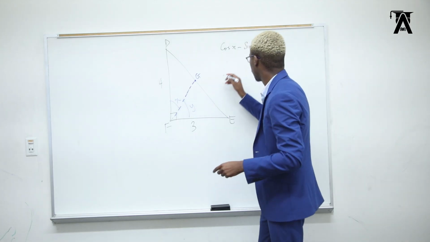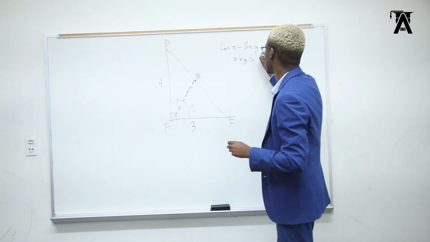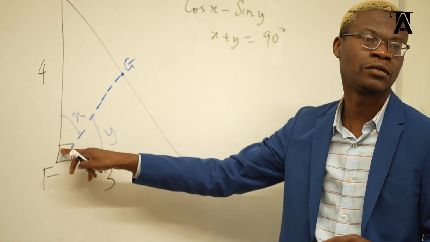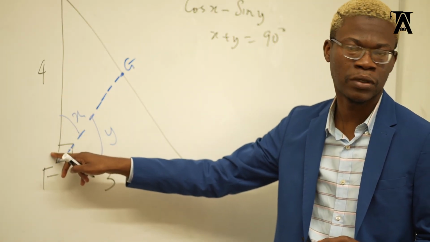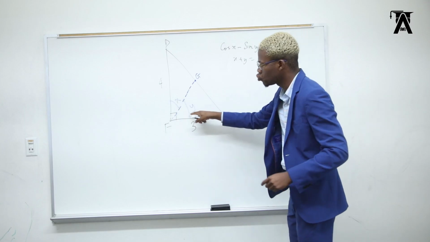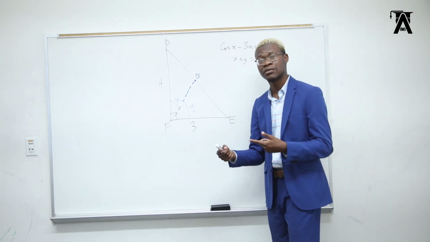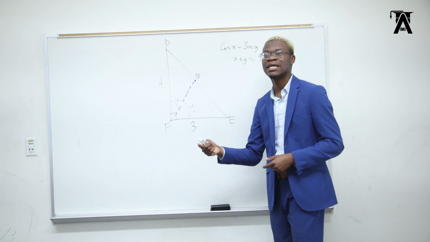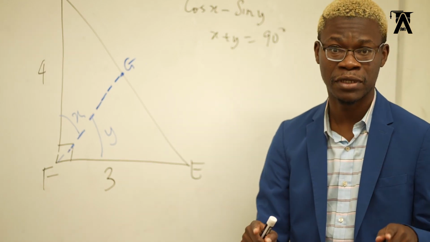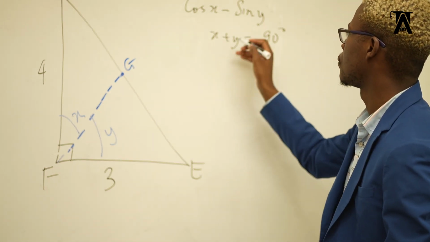Now, the first thing you need to know is that here, x plus y equals 90 degrees, right? Because this makes up this right angle, which is 90 degrees. Okay, so x plus y is 90 degrees, and therefore it means that these 2 angles are complementary. When they add up to 90 degrees, it means they are complementary. 180 means they are supplementary. Okay, so in this case, they are what? Complementary.